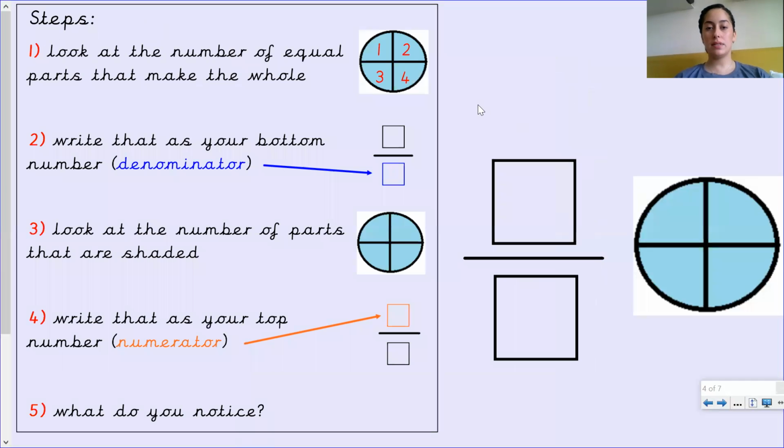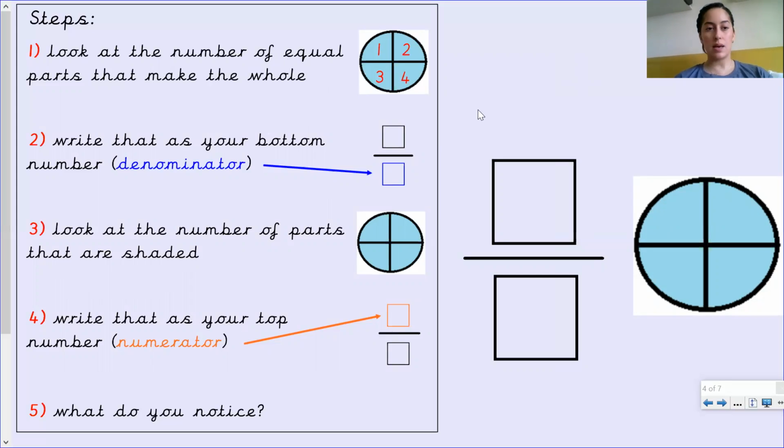Here are some steps to help you to write whole fractions, just the same as writing any other fraction. Look at the number of equal parts that make the whole. Write that as your bottom number or your denominator. Look at the number of parts that are shaded. Write that as your top number or your numerator. Pause the video and have a go at writing a fraction and play the video when you're ready.